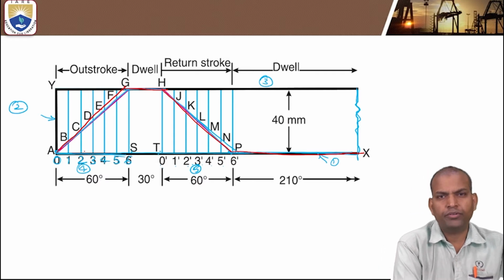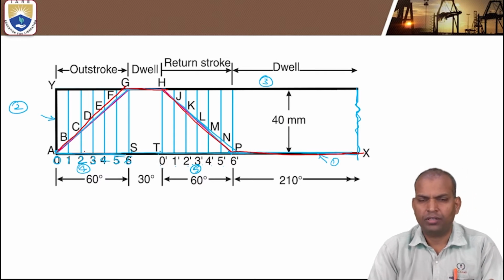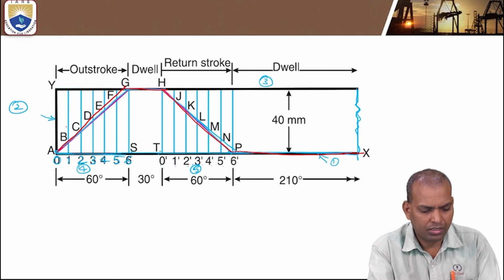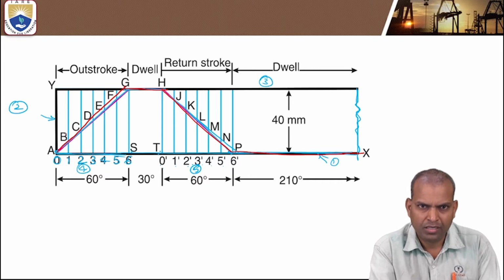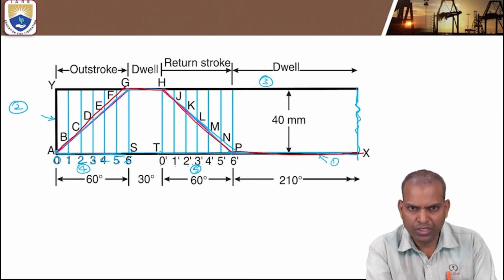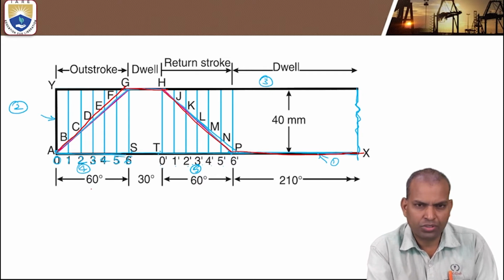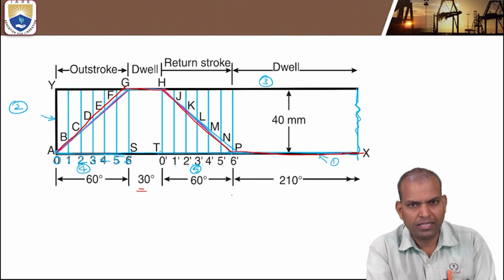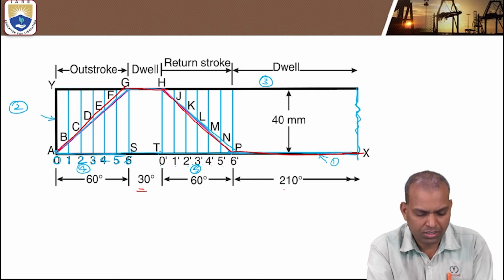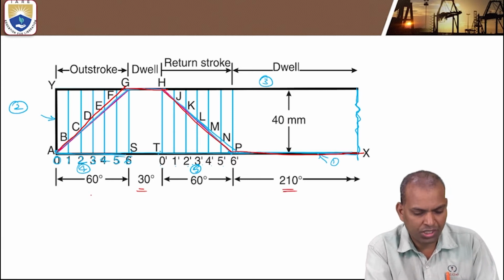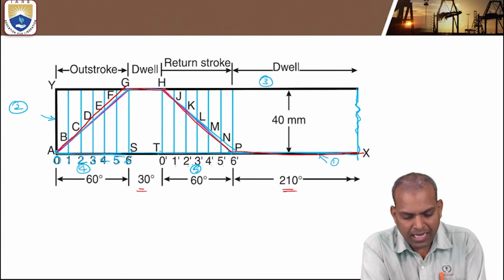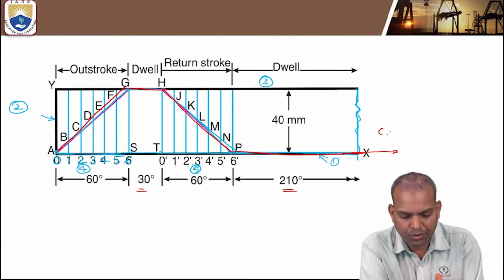Alright. Now, this is the displacement diagram of the knife edge follower having uniform velocity, for an outstroke of 60 degrees of cam rotation, a dwell during outstroke of 30 degrees, a return stroke of 60 degrees, and a dwell during return stroke of 210 degrees of cam rotation. Axis X represents cam rotation.